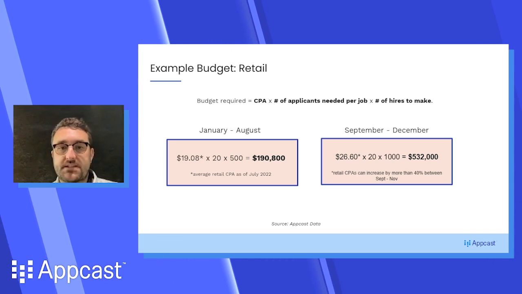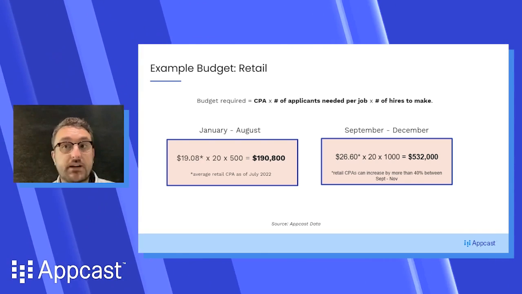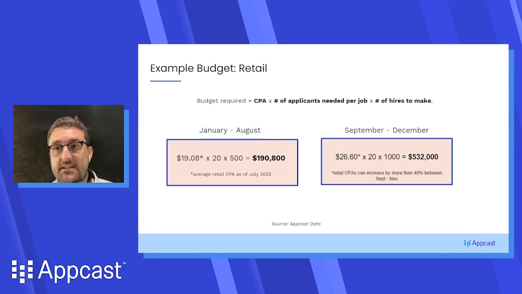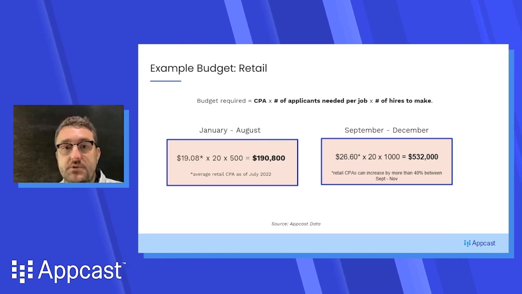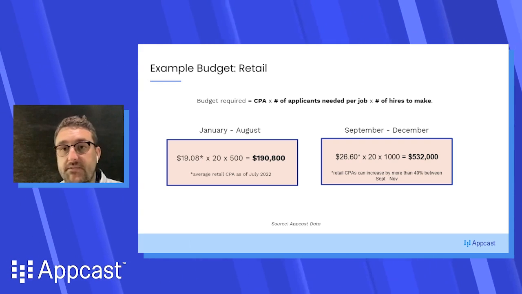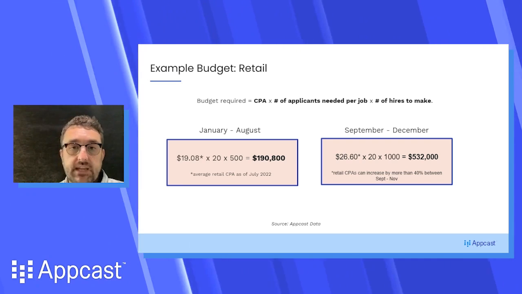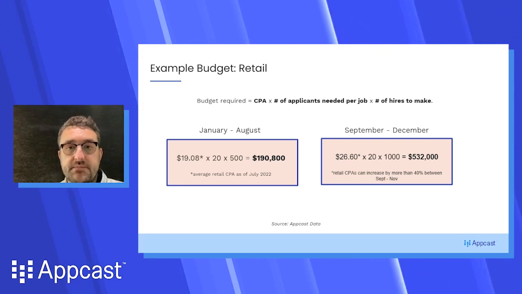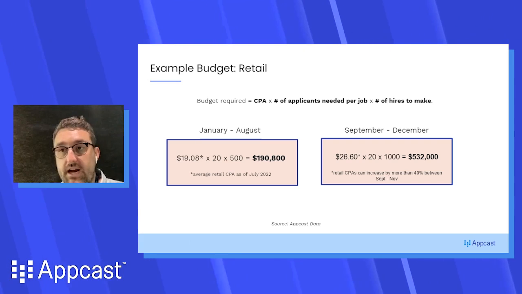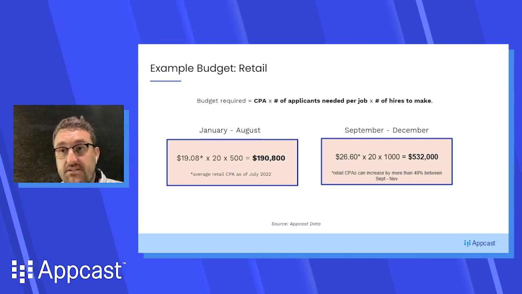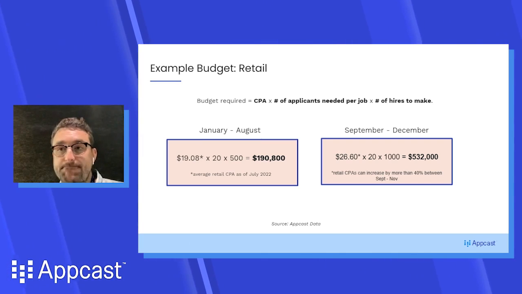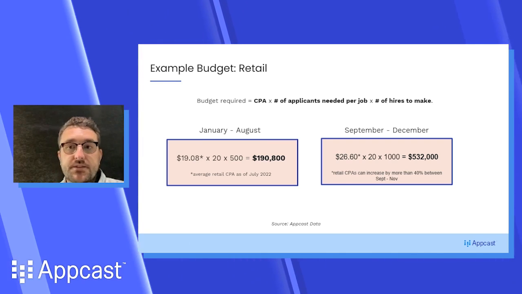Cost per application rates compete just like a market does, right? So what we see in our benchmark data is that the market rate for an apply during this period of time, on average, is about $26 to $27. So if the market rate is $26.60, you need 20 applies to make each and every hire. You need to make 1,000 hires. This is what your budget should be, right? So that's an example.